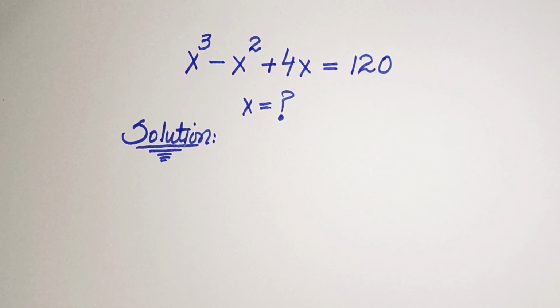Today we have a nice exponential problem: x cubed minus x squared plus 4 times x is equal to 120. Here we have to find the value of x.